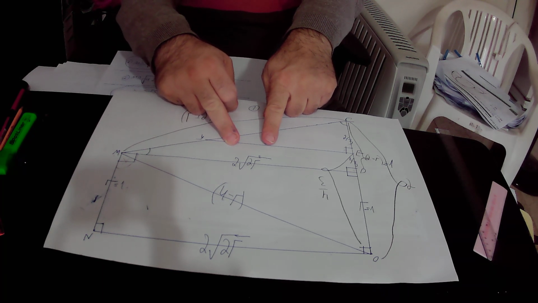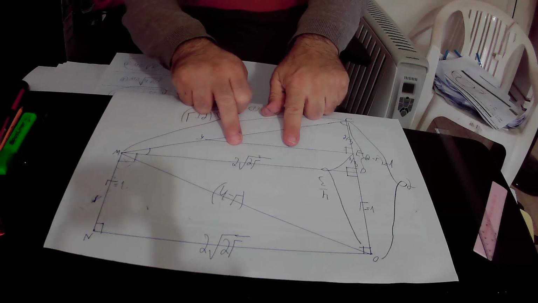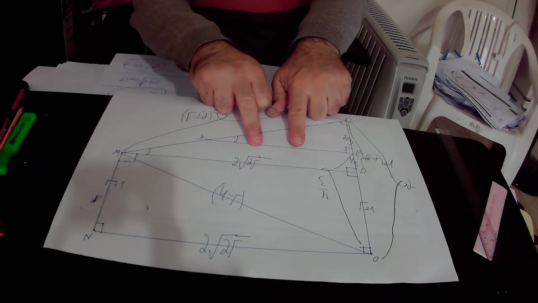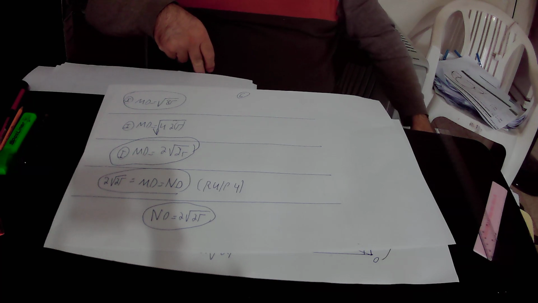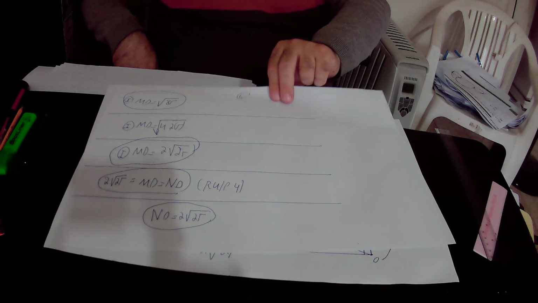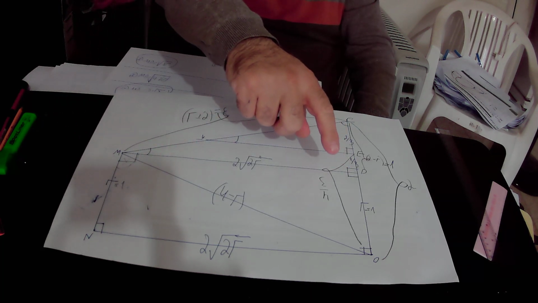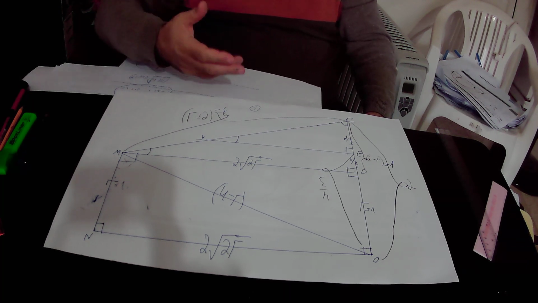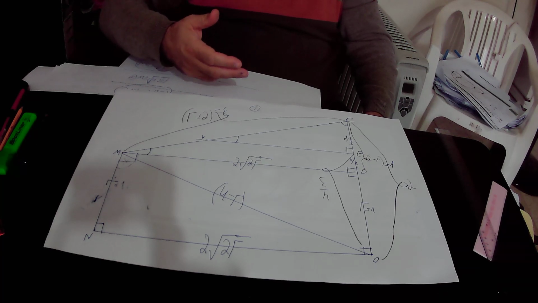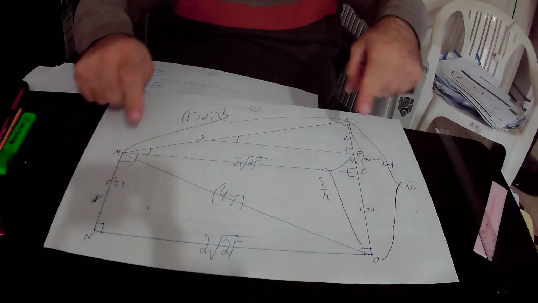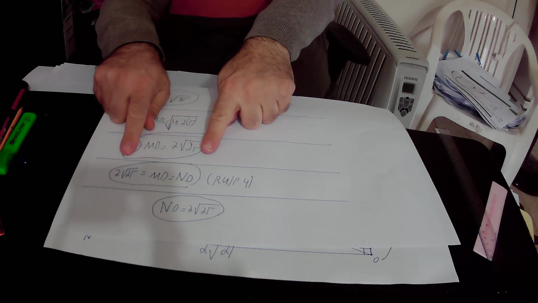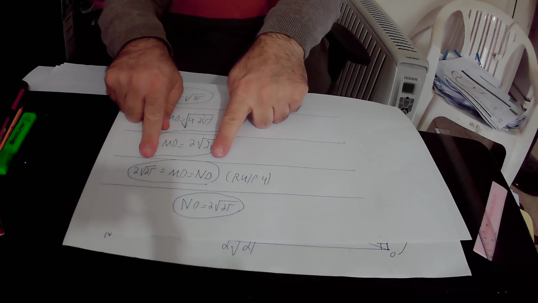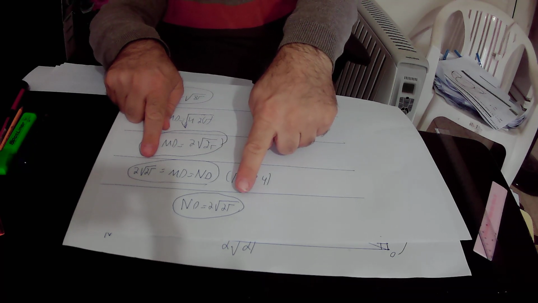And according to rule number 4, the opposite sides of a rectangle are equal to each other. In rectangle MDNO, it means that MD will be equal to NO. As I already mentioned, it doesn't matter at all if MNDO is a rectangle or a square, because if it is a square, the opposite sides will also be equal to each other, and all the sides of a square are equal to each other. Anyway, we get that MD equals NO. We have already found that MD equals 2 times the square root of 2R, so from this equality we conclude that NO also equals 2 times the square root of 2R.